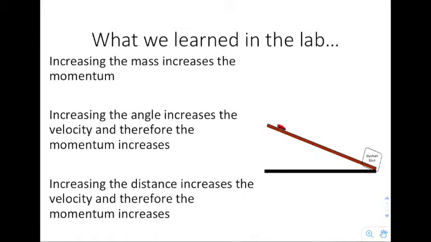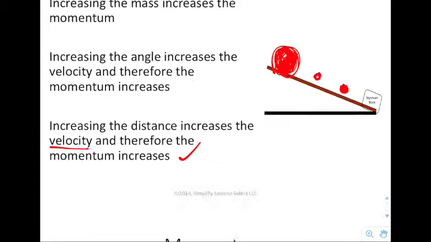Increasing the mass of the ball, so if you had a ball right here, if you increase the mass of the ball, making the ball larger, not just physically larger in terms of dimensions, but also in terms of mass, it actually gave the ball more momentum. It was more difficult to stop. Increasing the angle increased the velocity of the ball and therefore made it more difficult to stop. And increasing the distance that it was allowed to roll, so if you started it here versus here, that actually increases the velocity as well and increases the momentum.